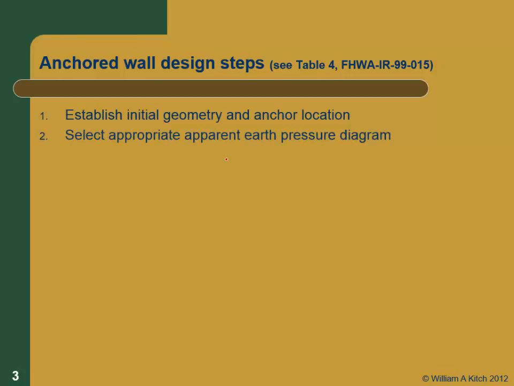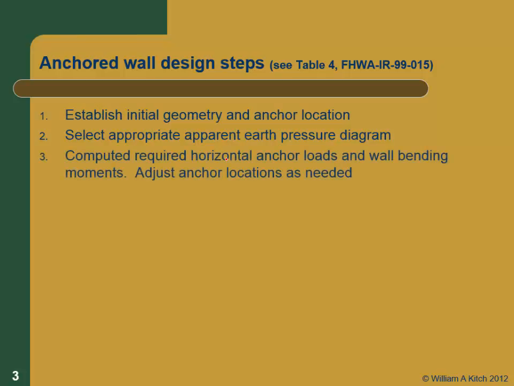And then once you've got your anchors and you know how many anchors, then you'll select the appropriate earth pressure diagram. In the anchored walls, the earth pressure diagrams depend on the number of anchors that go in. The earth pressure diagrams are a little more accurate and a little more complex than they are for the braced excavations. Once we know the anchor locations and the apparent earth pressure diagram, then we can compute the horizontal anchor loads and the bending moments. If that's not satisfactory, we'll have to adjust the anchor locations.